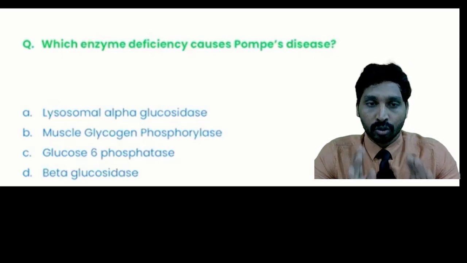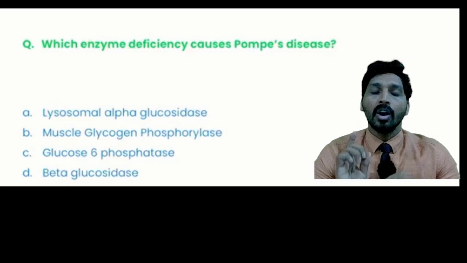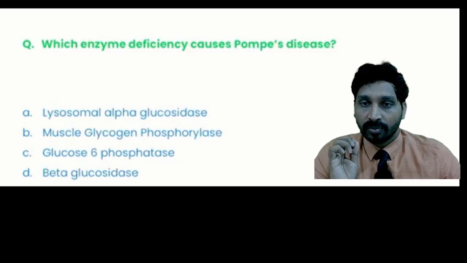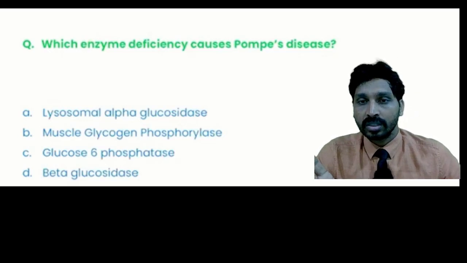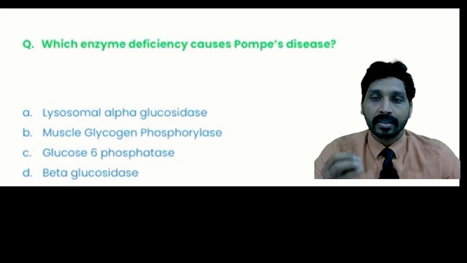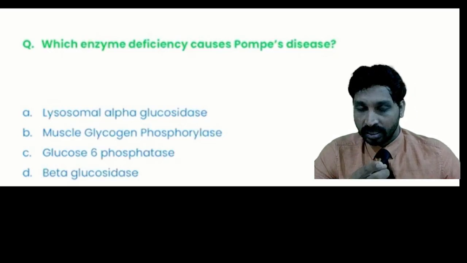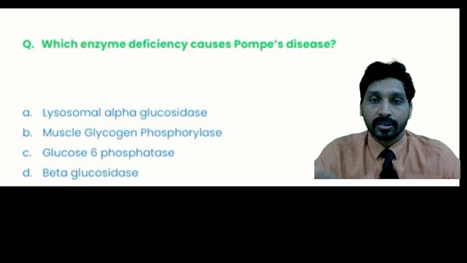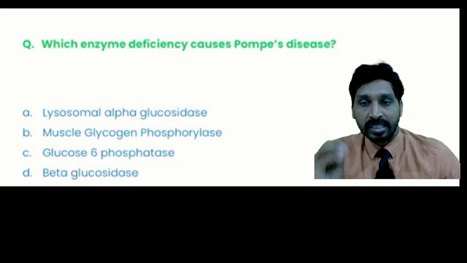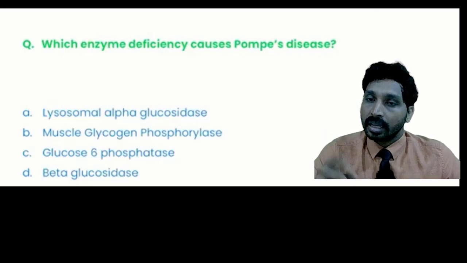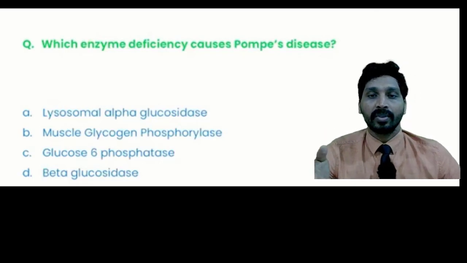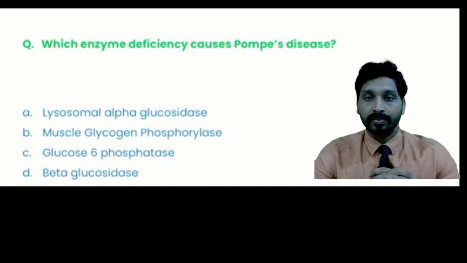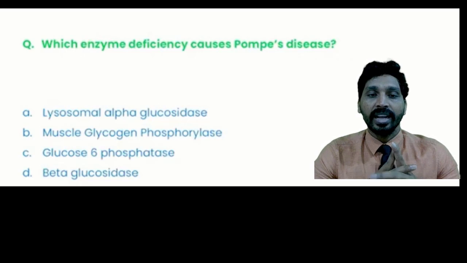Pompe's disease is one of the characteristic diseases related to lysosomes. So Pompe's is a lysosomal disorder. Remember that is a key point. It is the main glycogen storage disease related to lysosomes. The key itself is in the answer: lysosomal alpha glucosidase, otherwise known as acid maltase, because this alpha glucosidase is present in lysosomes. So this enzyme deficiency causes Pompe's disease. Option A is the correct one.